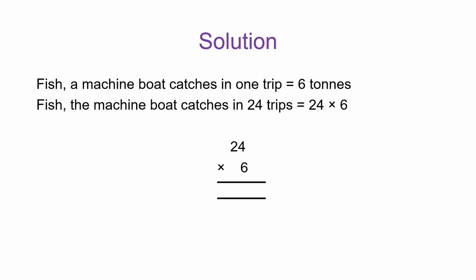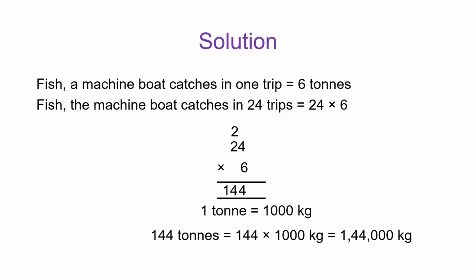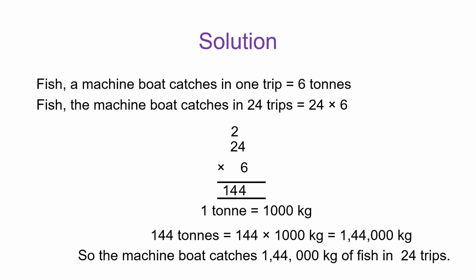Let us multiply 24 by 6. 6 fours are 24. Regroup. 6 twos are 12 plus 2, that is 14. So it is 144 tons. We know that 1 ton equals 1000 kg. So 144 tons equals 144 multiplied by 1000. That is 1,44,000 kg. So the machine boat catches 1,44,000 kilograms of fish in 24 trips.